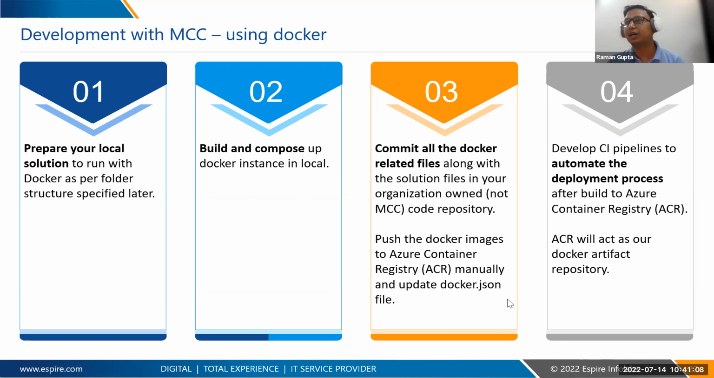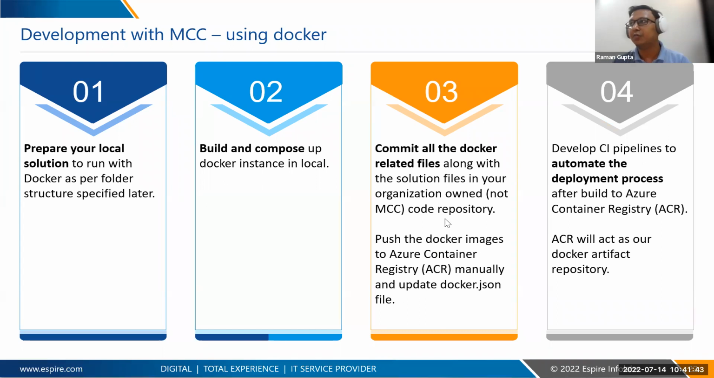After that, the MCC CD pipeline will run, and that will deploy all these images that we pushed to their ACR. They will deploy to their Azure Kubernetes Service and further on the servers, and our website will be up and running within a few minutes once the deployment is finished. Now, with step 4, we can automate all these deployment options. In step 3, you can see we are doing all this manual work, like pushing the images to ACR or updating the Docker JSON file.